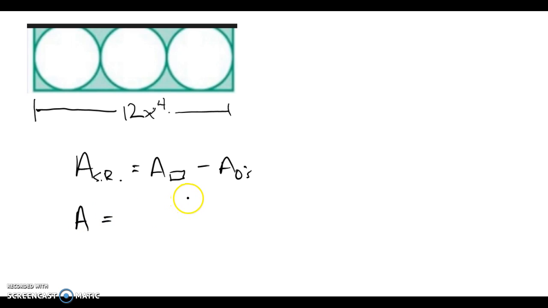So let's go ahead and solve it. If it's 12x to the 4th, that's the length of the rectangle. We're going to do length times width, so we know we're going to multiply the length. And now we just have to find the width. In order to find the width, we have to find 2 radii, or a diameter. Well, that's pretty simple to find, I think. Let me draw here: 1, 2, 3 diameters.